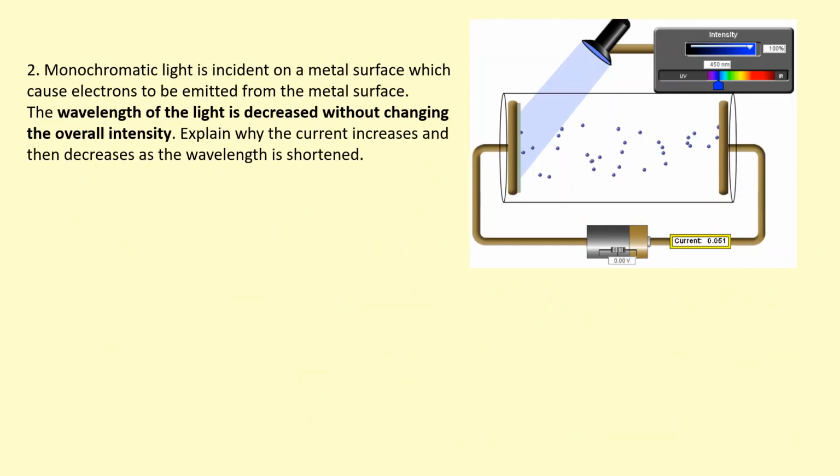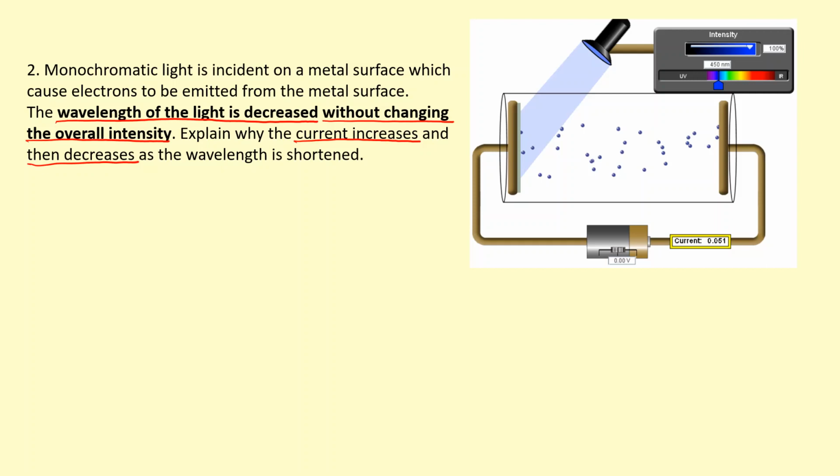This question is slightly more complicated. We've got monochromatic light that's incident on a metal surface, which is causing electrons to be emitted. The wavelength of the light that we're shining on it is decreased without changing the overall intensity of the light. Explain why the current increases at first and then it decreases.